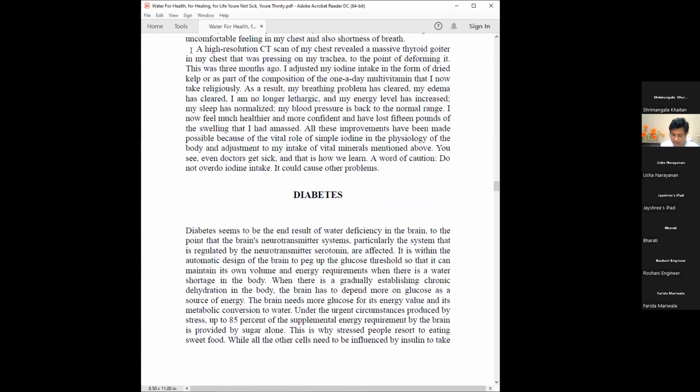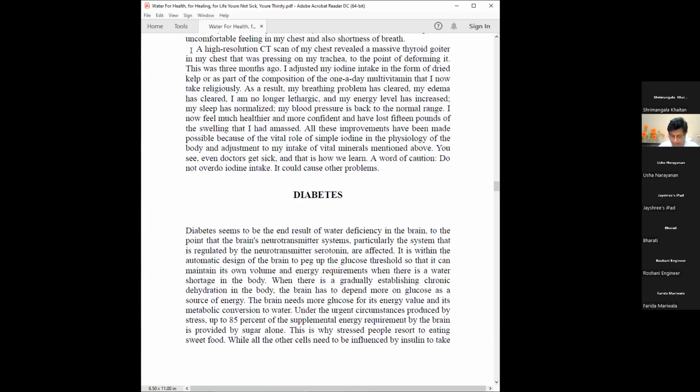I adjusted my iodine intake in the form of dried kelp or as part of the composition of the one a day multivitamin that I now take religiously. As a result, my breathing problem has cleared, my edema has cleared. I am no longer lethargic and my energy level has increased. My sleep has normalized. My blood pressure is back to the normal range. I now feel much healthier and more confident and have lost 15 pounds of the swelling that I had amassed.